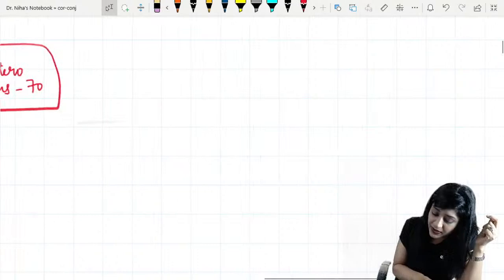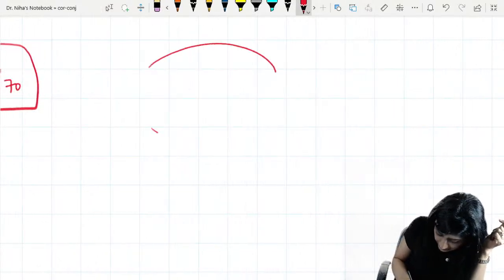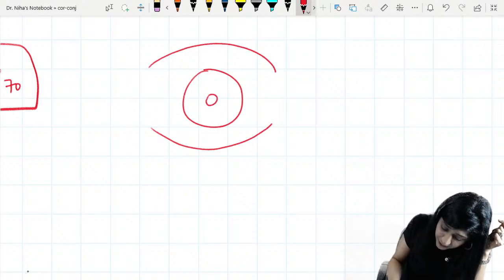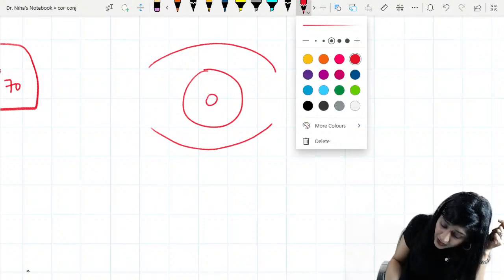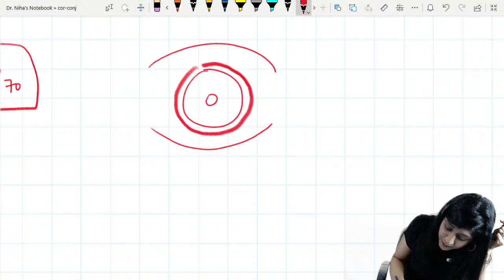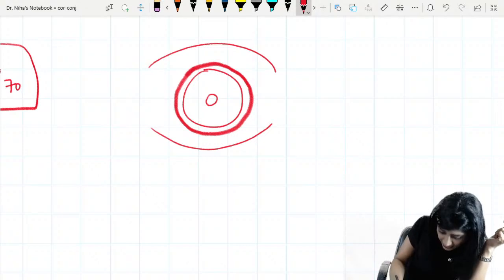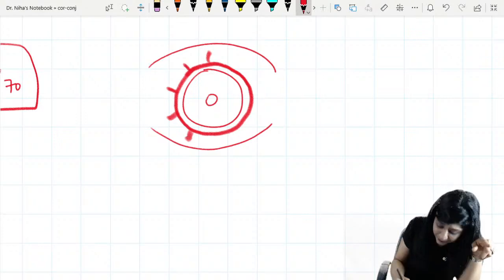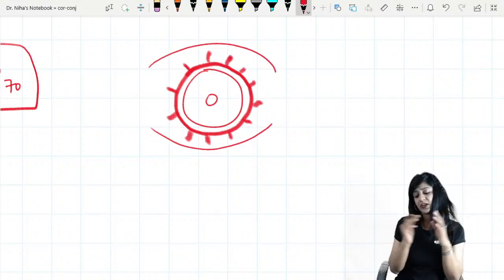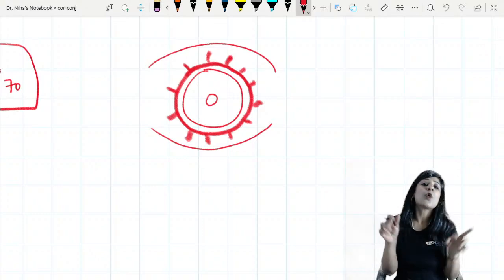See, when I talk about the eye, it is something like this, and you have the inflammation all around this cornea, like this. It goes towards the fornices, but the fornices are clear, okay? It is near the limbus. This is actually called your circumcorneal congestion.